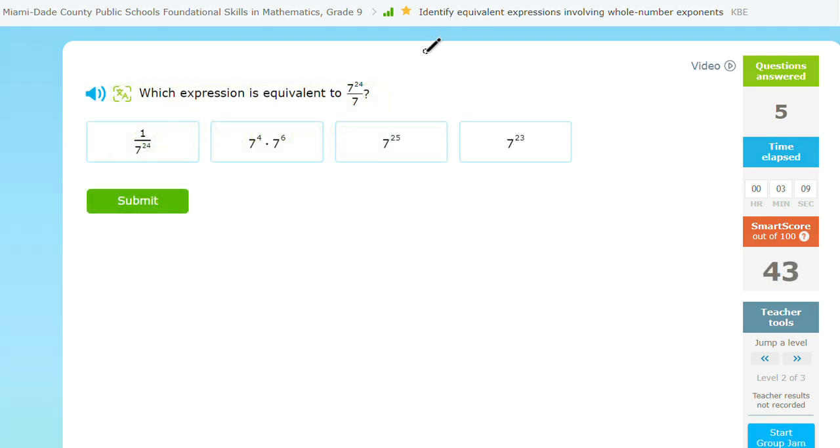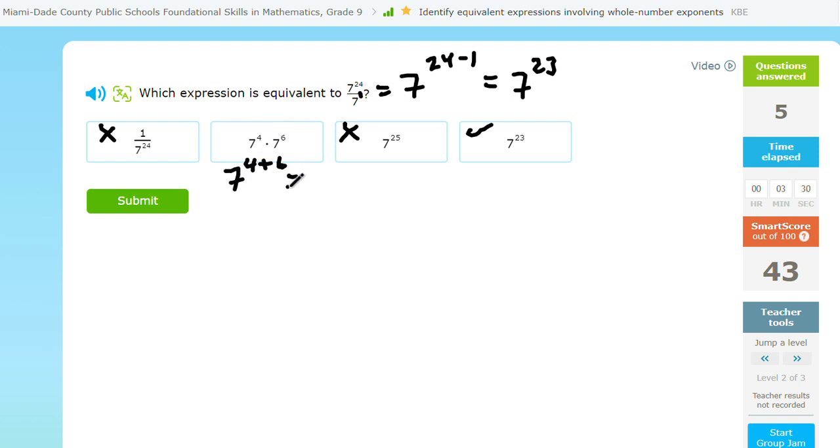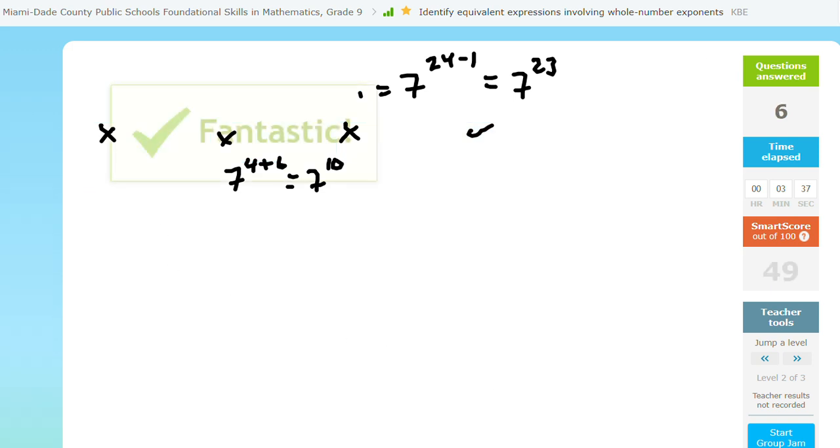So 7 to the 24th over 7 is 7 to the 24 minus 1. And again, missing 1, is 7 to the 23rd. And so I'm looking for it. That's obviously right. That's wrong. That's wrong. Let's confirm that this is also wrong. That's really 7 to the 4 plus 6, which is 7 to the 10th. And so that's also wrong. So we're confirming that our fourth option is the only correct option.